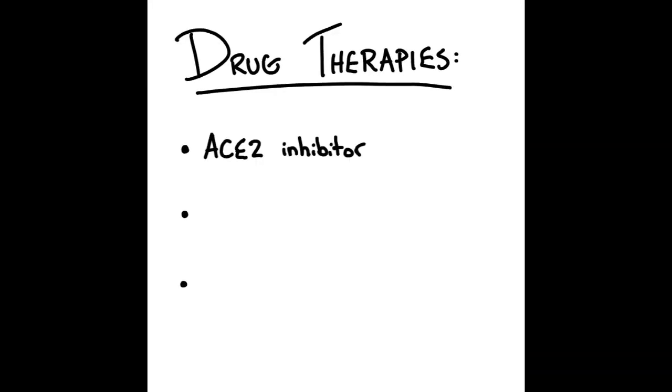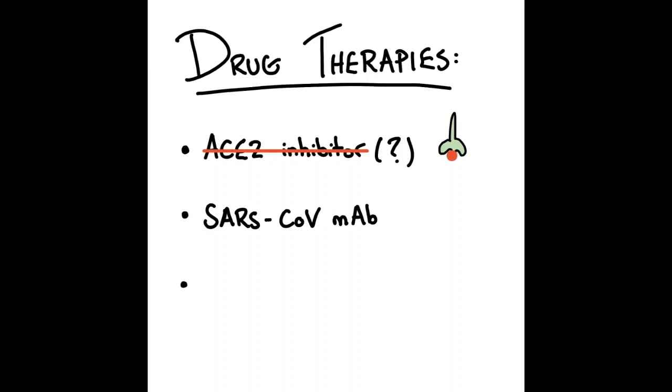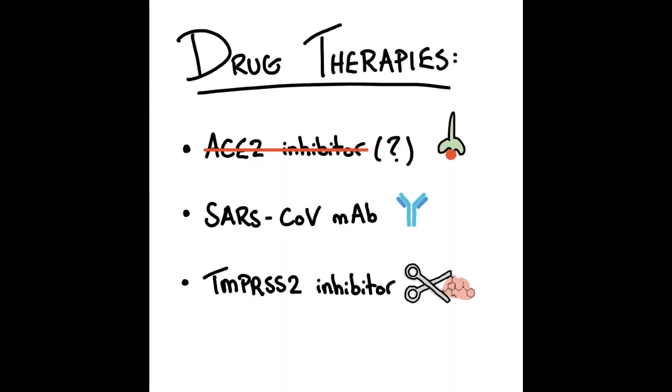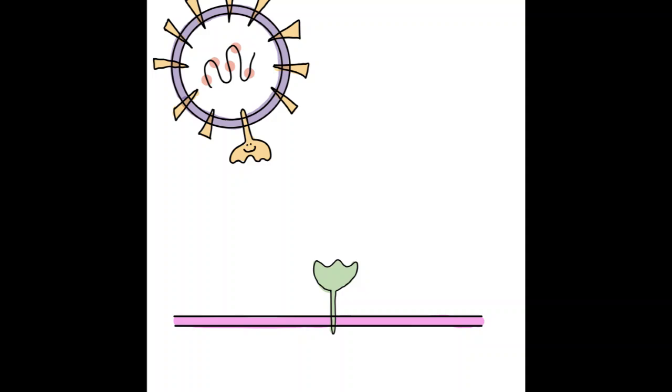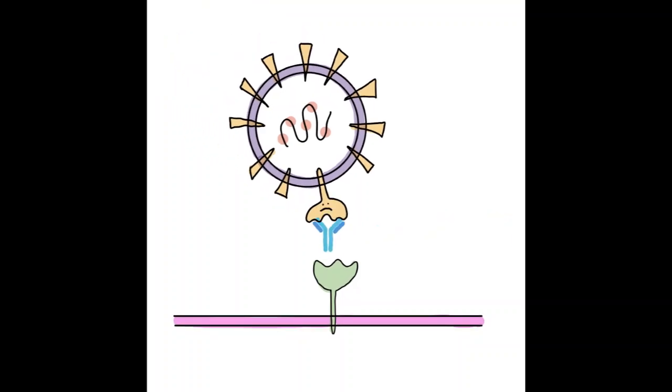ACE2 receptor blocking may not be an appropriate drug target against COVID-19 because the loss of ACE2's cardioprotective effects can worsen disease progression. Instead, I would suggest two different approaches to preventing viral binding and entry: SARS-CoV monoclonal antibodies and TMPRSS2 inhibitors. Antibody treatment involves cross-neutralization of SARS-CoV-2 with a SARS-CoV monoclonal antibody.